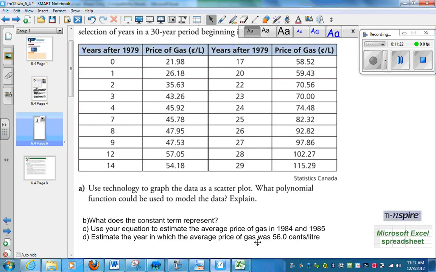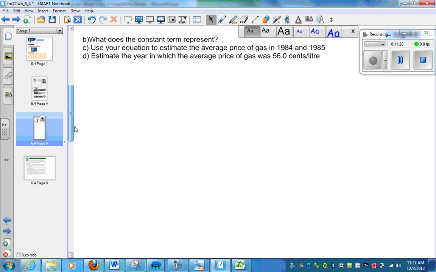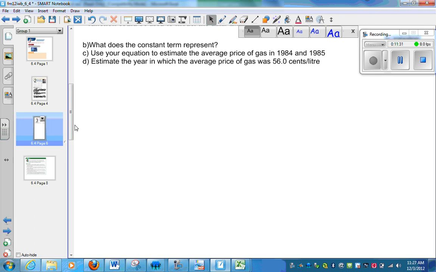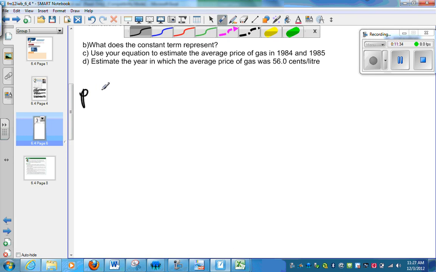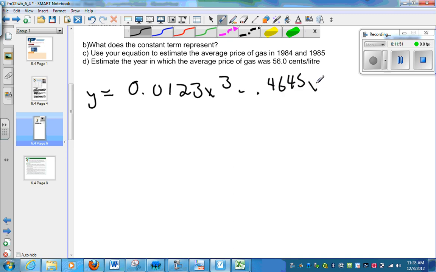Next, it says use your equation to estimate the average price of gas in 1984 and in 1985. So what we do is we take that equation that we got from Excel: y equals 0.0123x cubed minus 0.4645x squared plus 6.295x plus 23.45. And what we're going to do is put in the x value of, well, we want 1984.